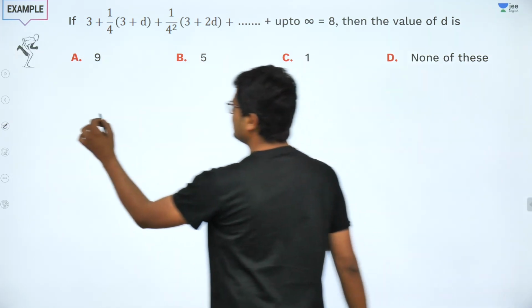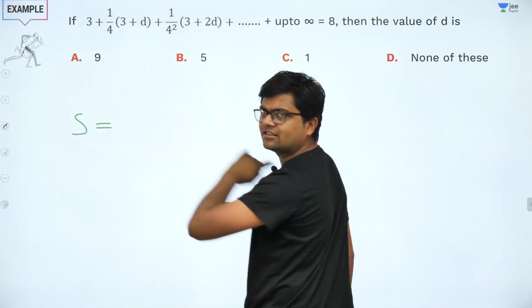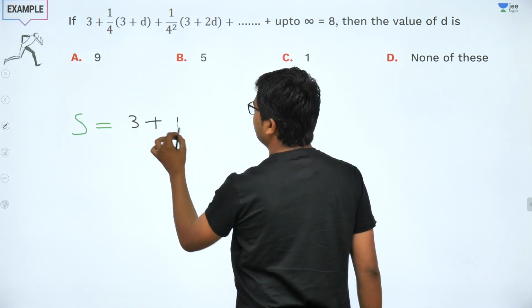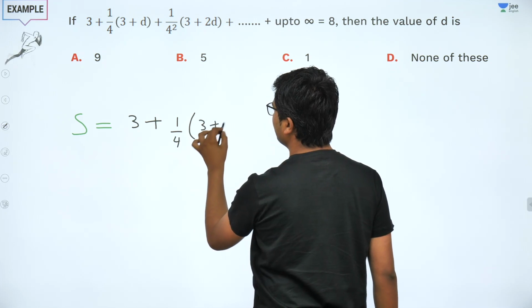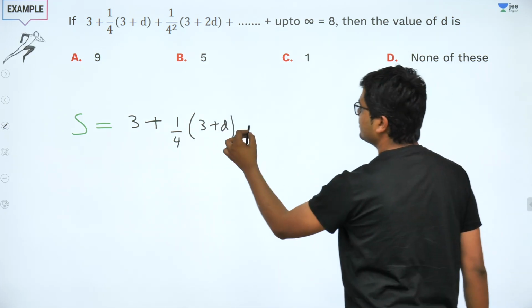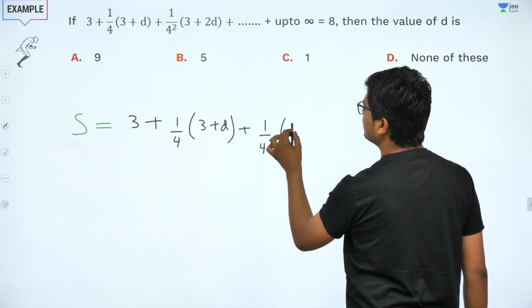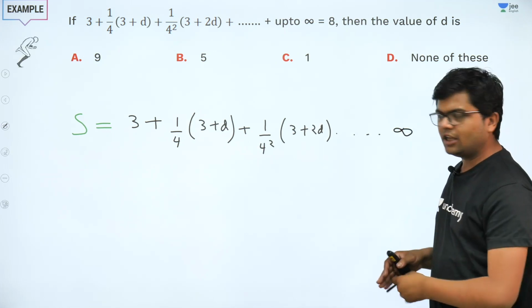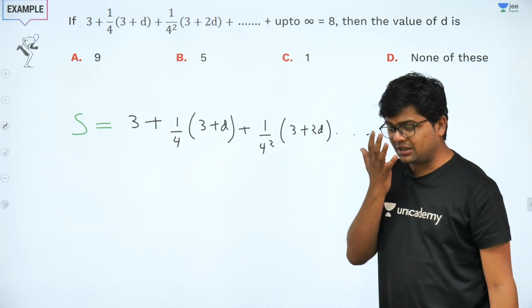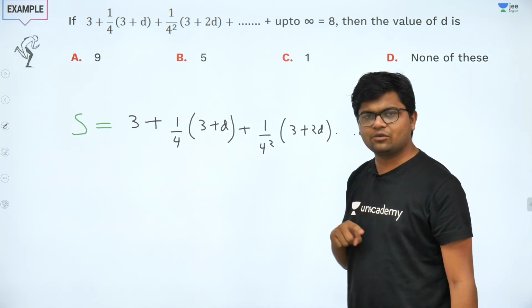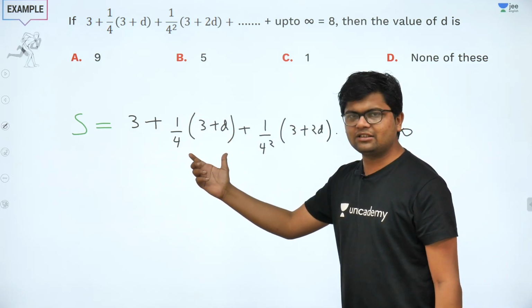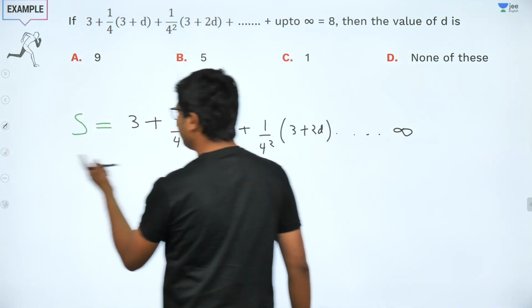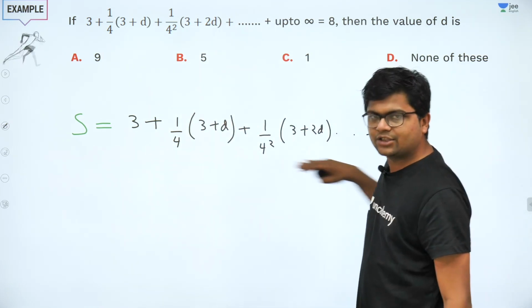So let me write the sum of this AGP as S, and its terms are 3 plus 1 by 4 into (3 plus d), plus 1 by 4 square into (3 plus 2d), and so on. It is going till infinity. As all of us know, to solve an AGP, we multiply this sum by the common ratio of the GP and write this sequence shifted one term to the right. I will write this equation by multiplying it by the common ratio which is 1 by 4 and shift it in the rightward direction.